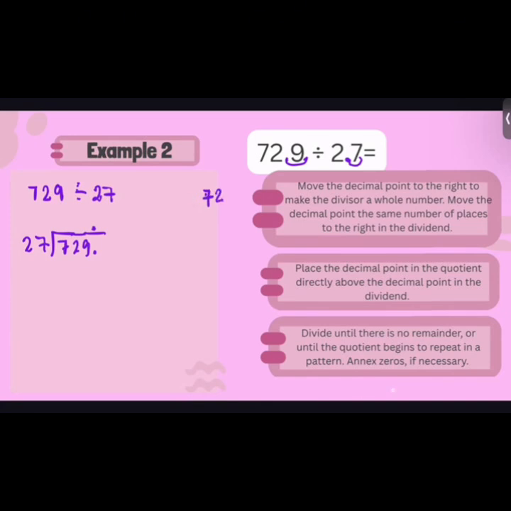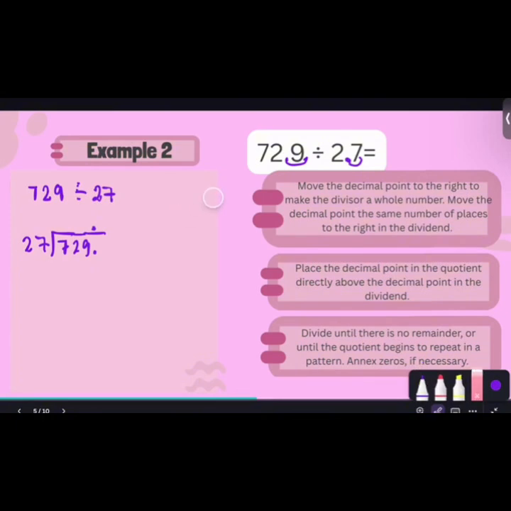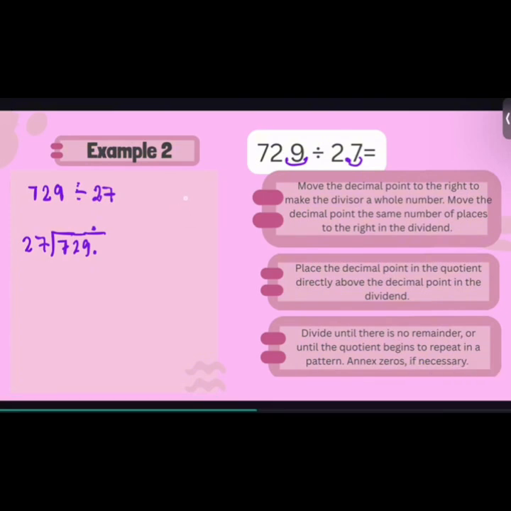Sorry, 27. So 27, multiply natin kay 3. Okay, 2 muna. So, 2 times 7 is 14. Carry up 1. So, 2 times 2 is 4. Plus 1, it is equal to 5. So, 54 ay pasok kay 72.